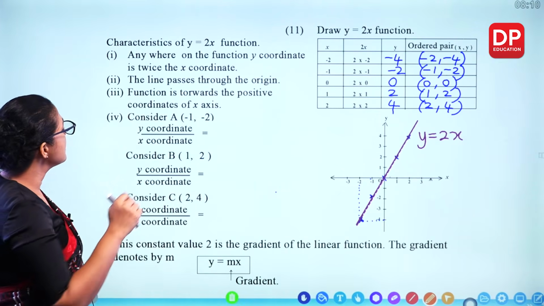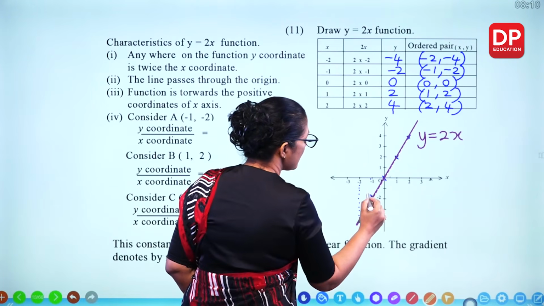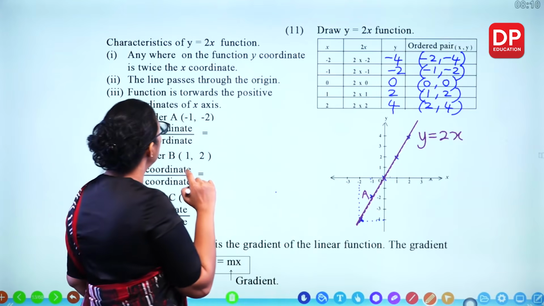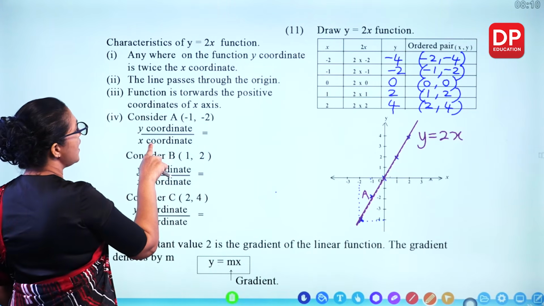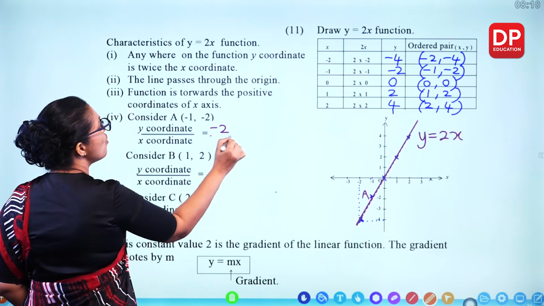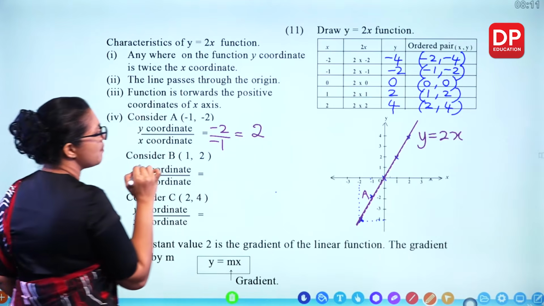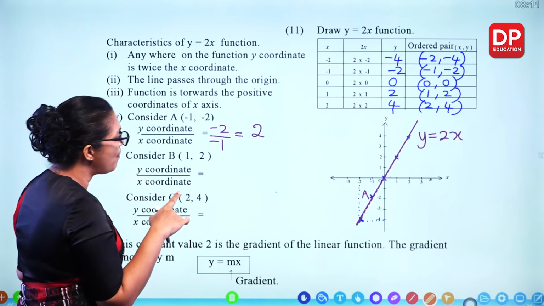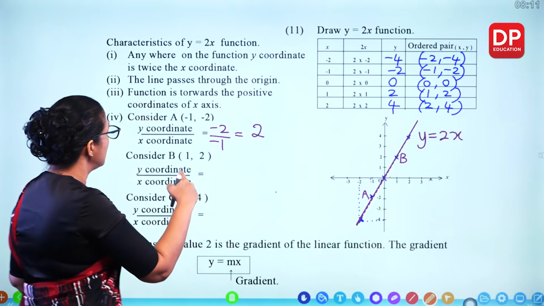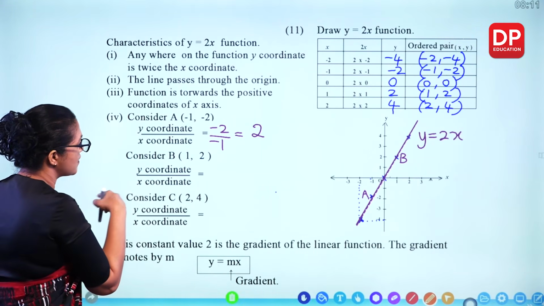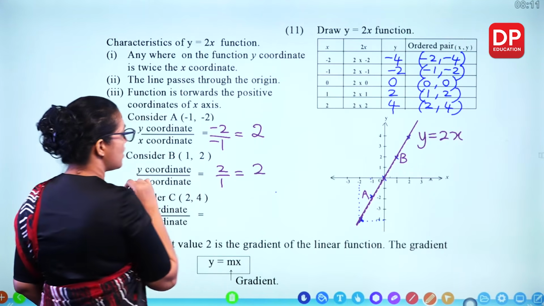And now we'll consider a point -1, -2. We'll divide the y coordinate over the x coordinate: -2 over -1. What do you get? Minus minus positive, you get +2. We'll take the point B, 1, 2. What's the ratio between the y and x coordinates? Y is 2, x is 1. So you get 2 there.